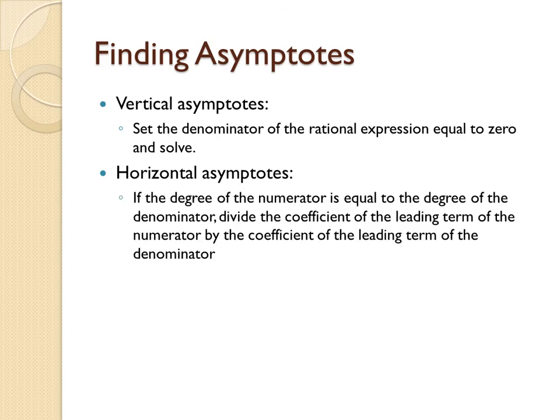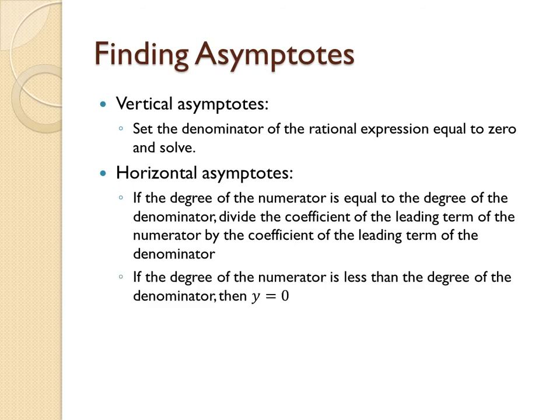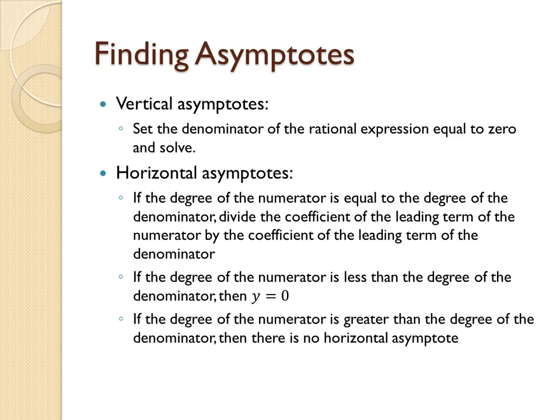The first is that if the degree of the numerator is equal to the degree of the denominator, you have to divide the coefficient of the leading term of the numerator by the coefficient of the leading term of the denominator. The second is that if the degree of the numerator is less than the degree of the denominator, then your horizontal asymptote is 0. The third is that if the degree of the numerator is greater than the degree of the denominator, then there is no horizontal asymptote.